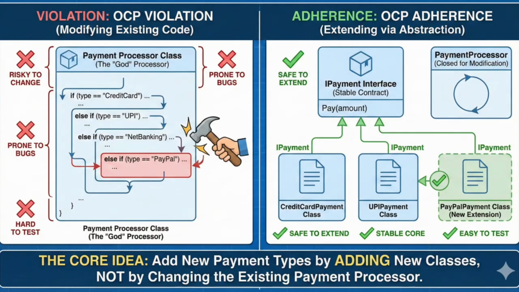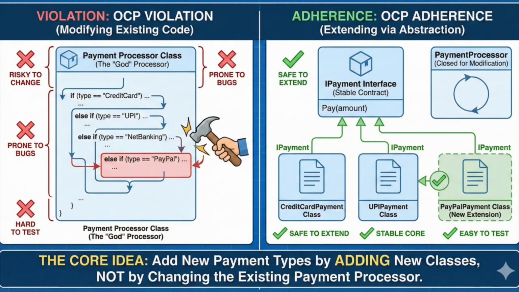Here, we design the system using abstraction. We create an iPayment interface that defines a stable contract with a pay amount method. Our payment processor now becomes closed for modification and depends only on this interface. Now whenever we need a new payment type, we simply create a new class such as credit card payment, UPI payment, or PayPal payment, each implementing the iPayment interface.